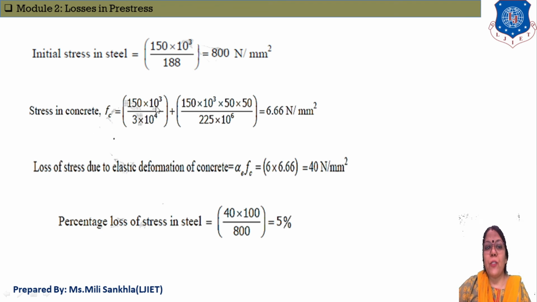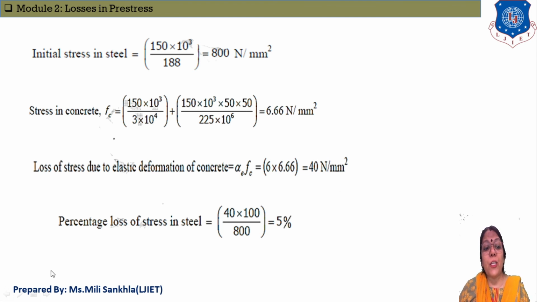Now Fc, stress, is equal to P by A plus M by Z, that is P e y by I, where eccentricity and y are equal to 50. Now our answer is equal to 6.66 Newton per mm square. Now the loss of stress due to elastic deformation or elastic shortening in concrete is equal to m into Fc, or here we can write alpha e into Fc, that is equal to 6 into 6.66. Put the value here, and the final answer is equal to 40 Newton per mm square. This one is the loss.